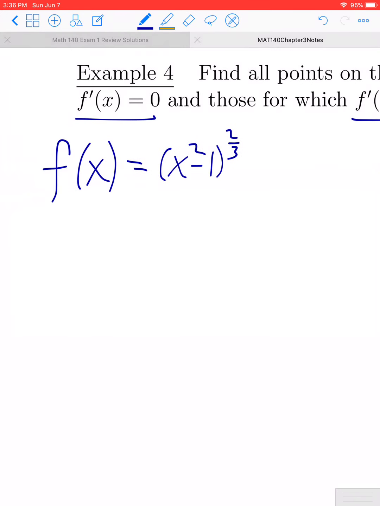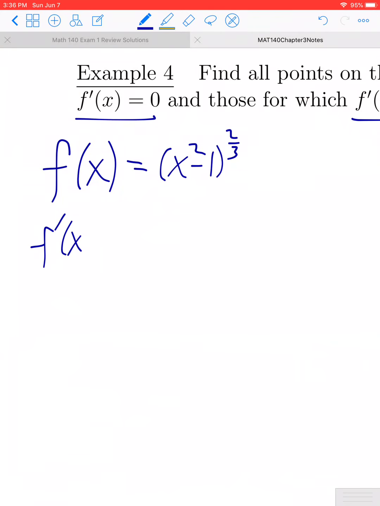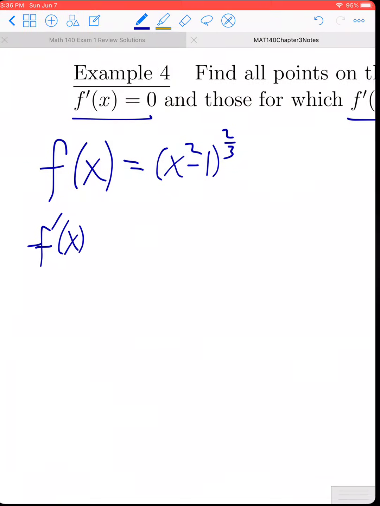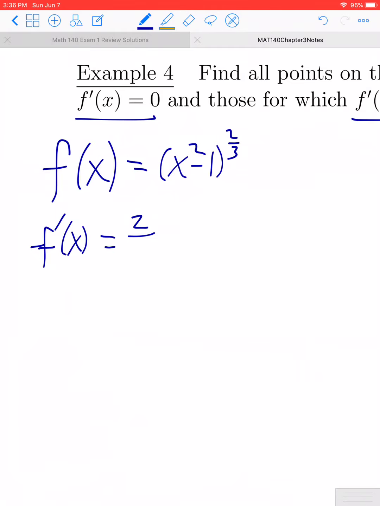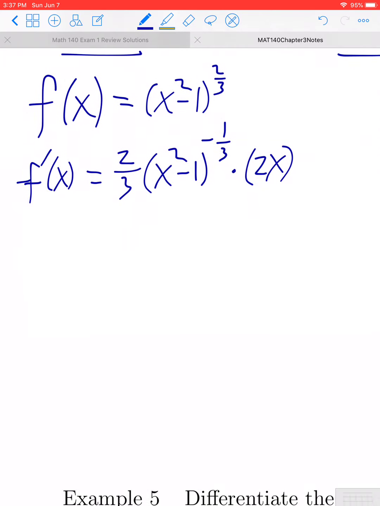And so this is the composition of a 2/3 power function with the polynomial x squared minus 1. We can go ahead and take the derivative. F prime of x is equal to, we're going to bring the power down, reduce the power by 1. 2/3 minus 1 is negative 1/3. Leave the inside function alone. And again, we need to do the chain rule. So now we need to multiply by the derivative of the inside function, which would be 2x.